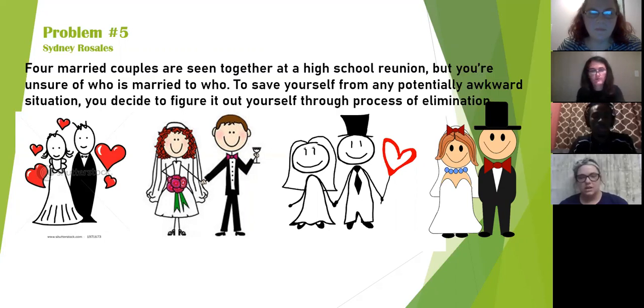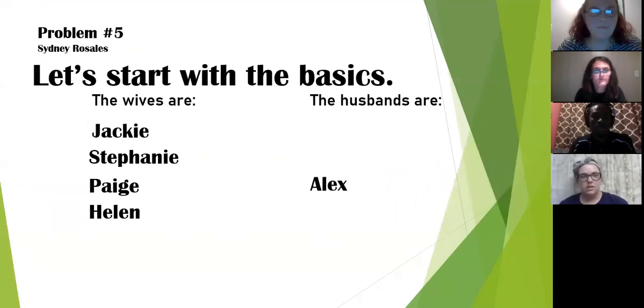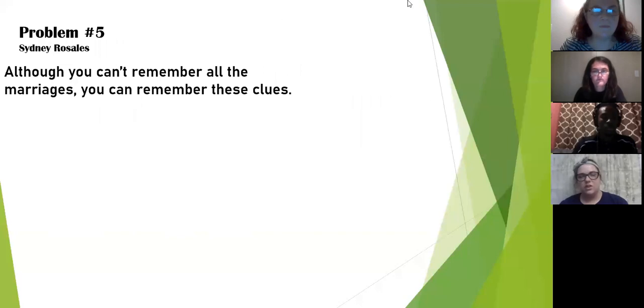You click the next slide. There we go. All right, let's start with the basics. So the wives are Jackie, Stephanie, Paige, and Helen. And then the husbands are Alex, Calvin, Brandon, and Mark. And we're going to try to figure out who's married to who.